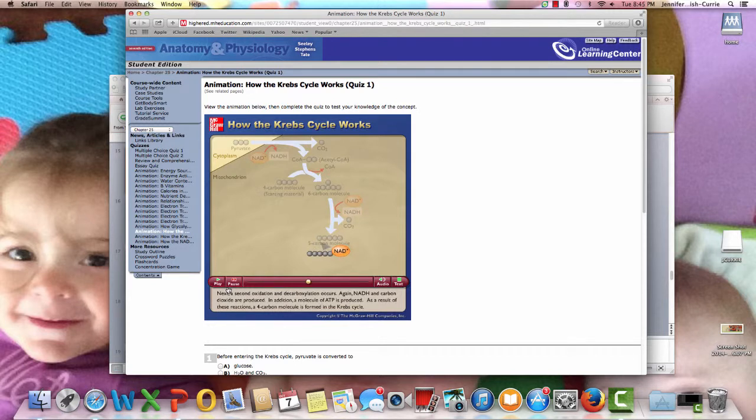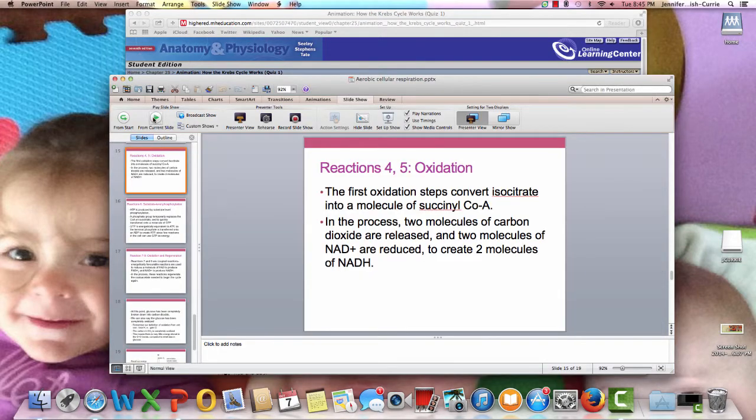Next, a second oxidation and decarboxylation occurs. Okay, so we're going to stop at this. So we've got the second oxidation and decarboxylation. So far, from 1 molecule of pyruvate, we've made 1, 2, 3 molecules of NADH through pyruvate oxidation and the Krebs cycle. Now keep in mind, for every glucose, we actually have 2 of those pyruvate molecules made.